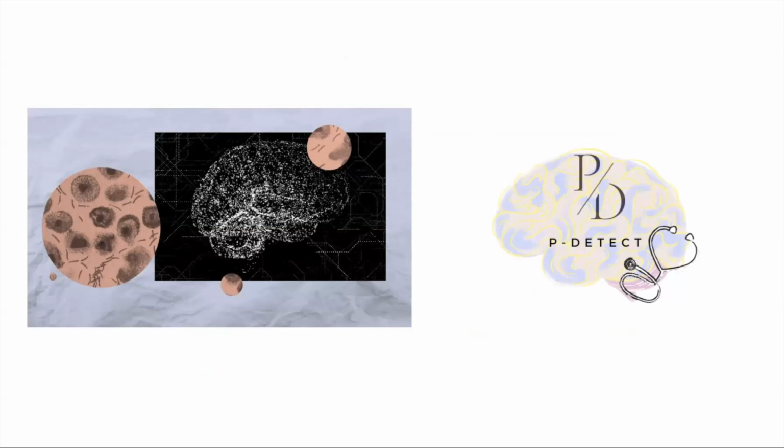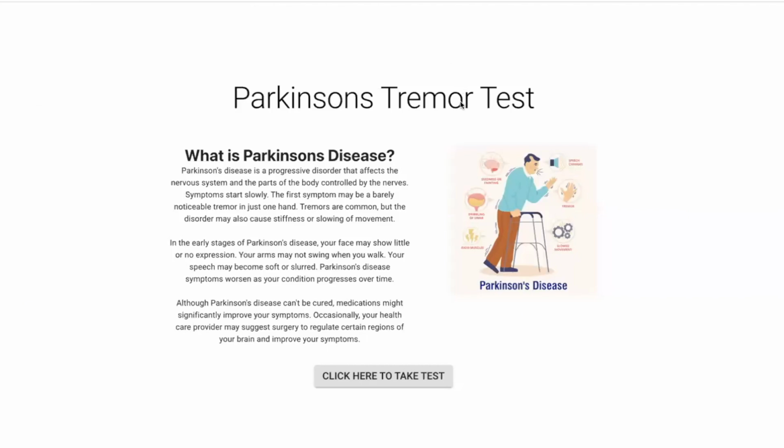AI-based systems can be trained to analyze recordings or hand drawings to identify and quantify tremors accurately. Let's see how this can work. Here is the webpage of the Parkinson's Tremor Test. Here is a brief description of what Parkinson's disease is.